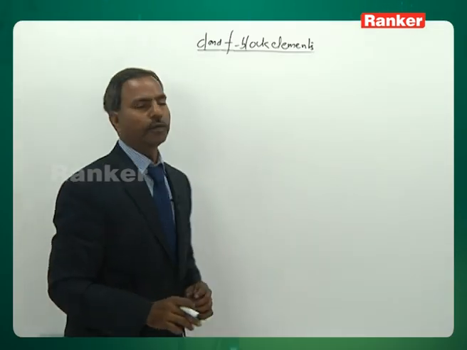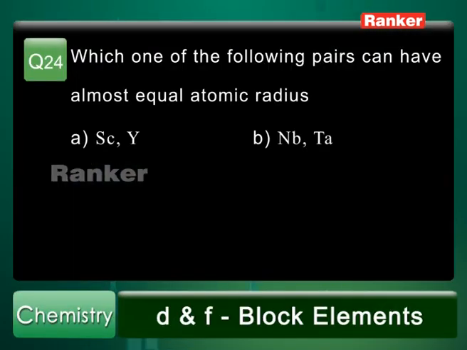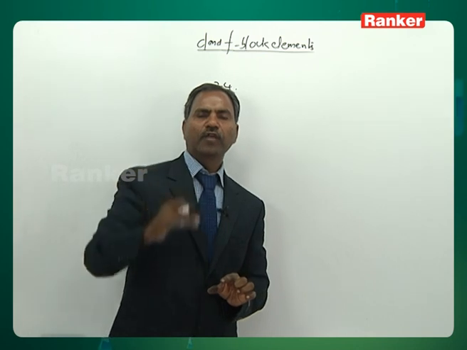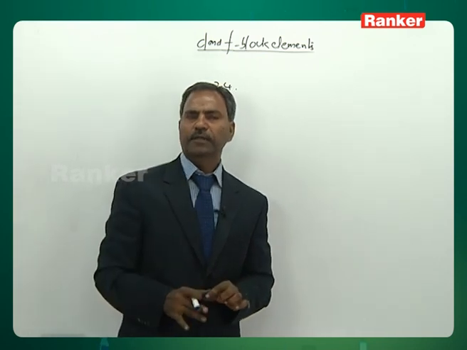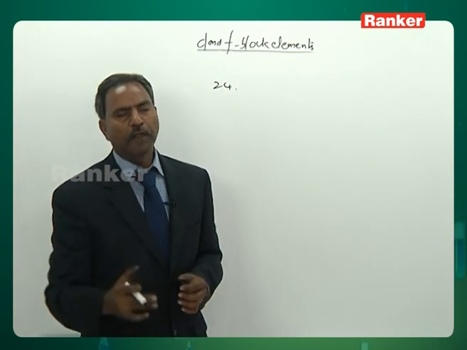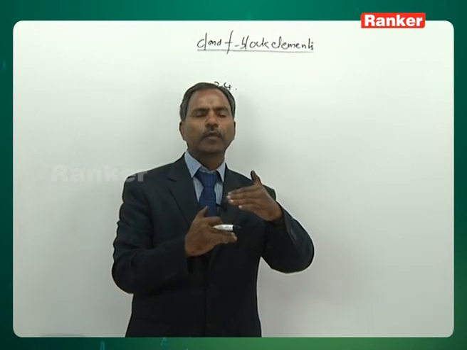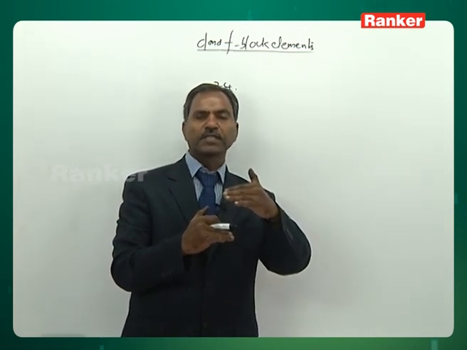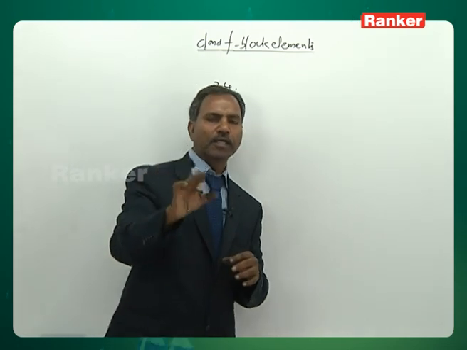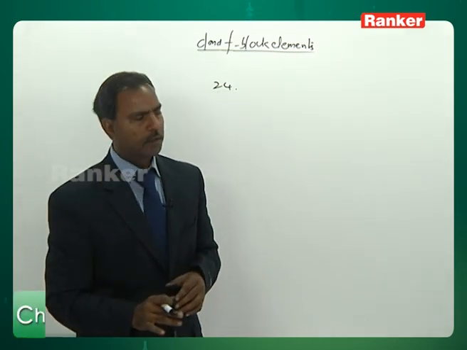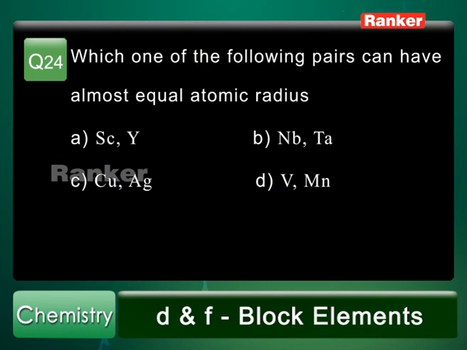Next, coming to question number 24. Which one of the following pairs can have almost equal atomic radius? See, observe the options given. Wherever 4D and 5D elements are there, recollect the explanation. From 3D to 4D, atomic radius increases. From 4D to 5D, atomic radius has to increase, but we said 4D and 5D are having more or less the same size because of the lanthanide contraction effect, clearly there in the notes. Therefore, we can consider the answer niobium and tantalum.